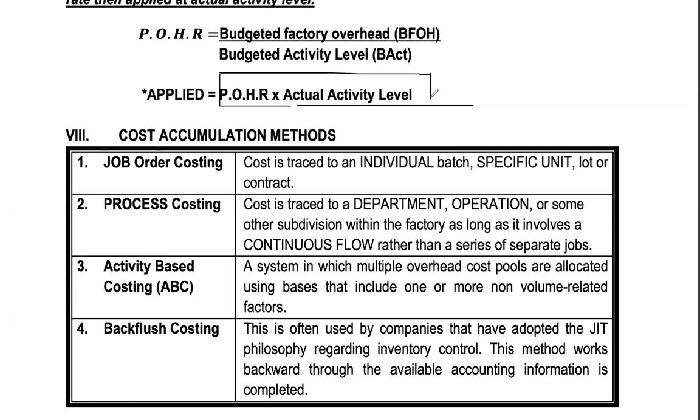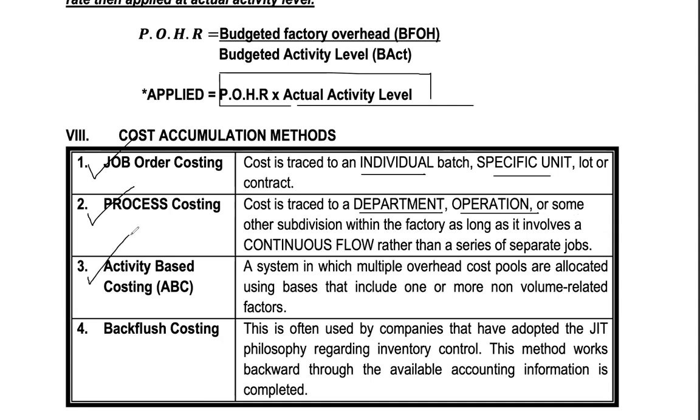Okay, so cost accumulation methods, I have mentioned a while ago, job order costing. Okay, cost is traced to an individual batch or specific unit. Process costing, cost is traced to a department, operation, or some or other subdivision within factory as long as it involves continuous flow rather than series of separate jobs. So, sa finance period, we're going to discuss process costing.